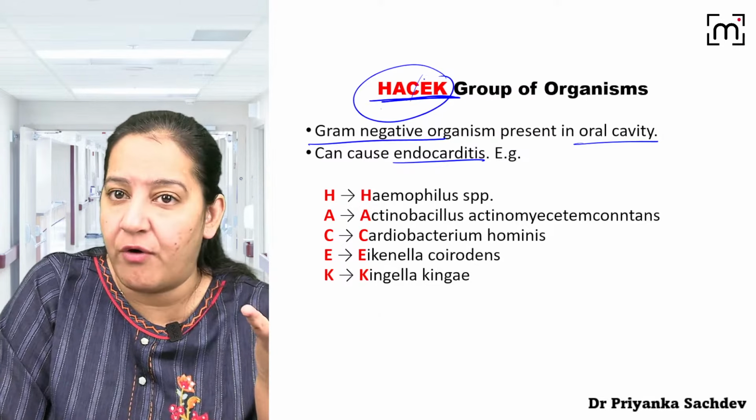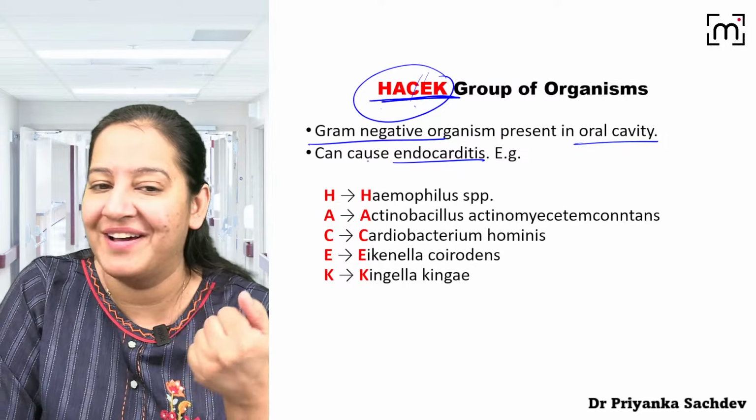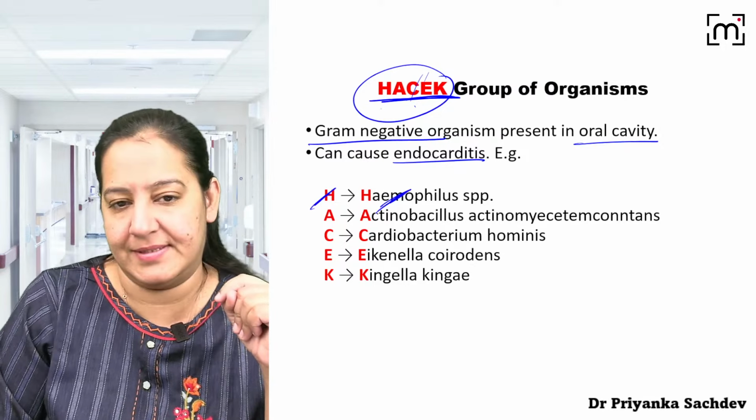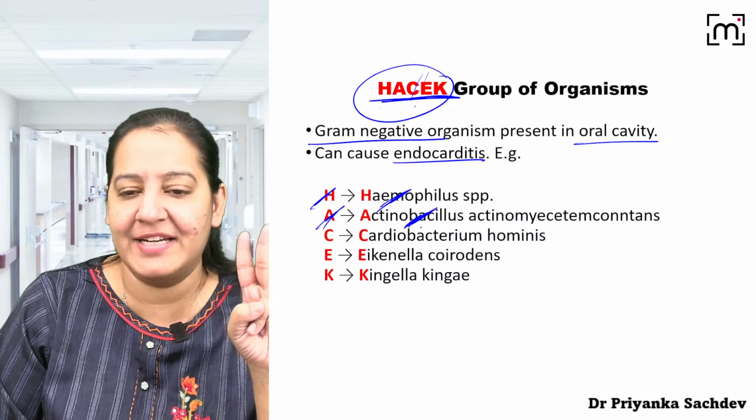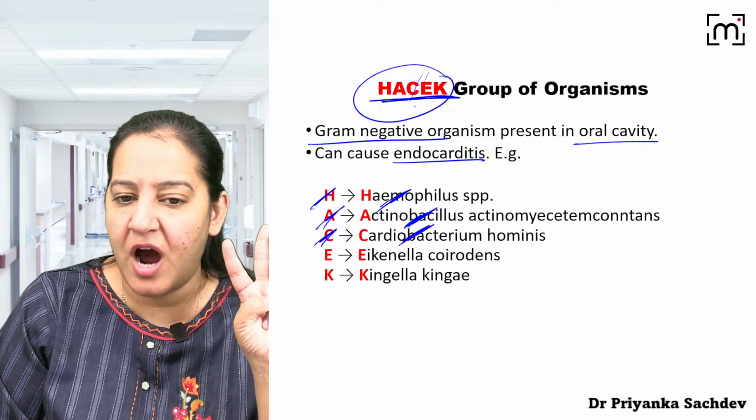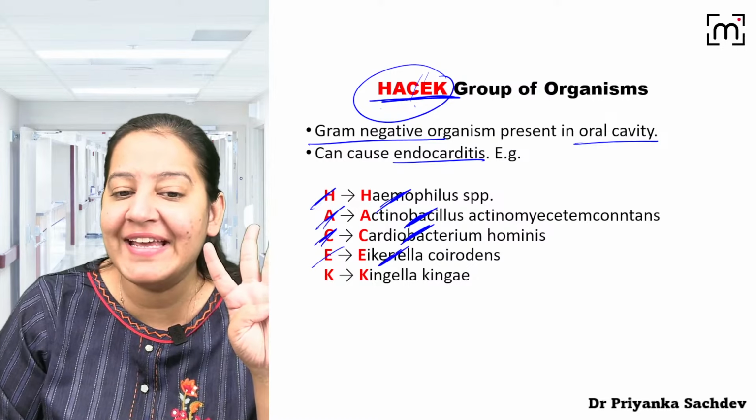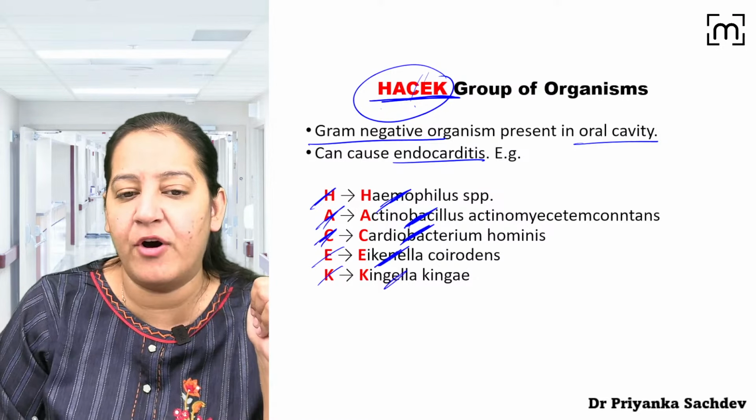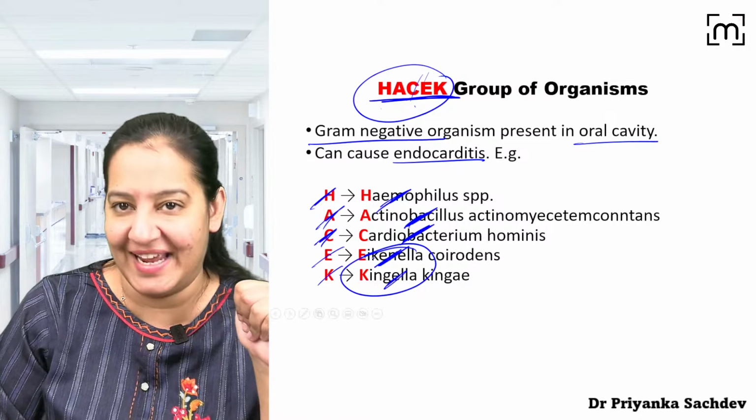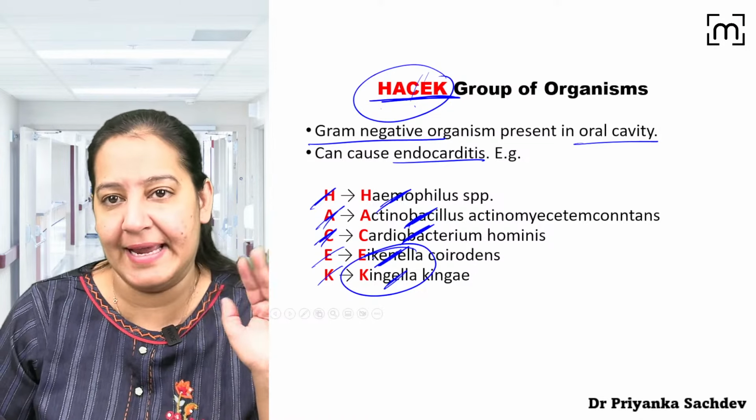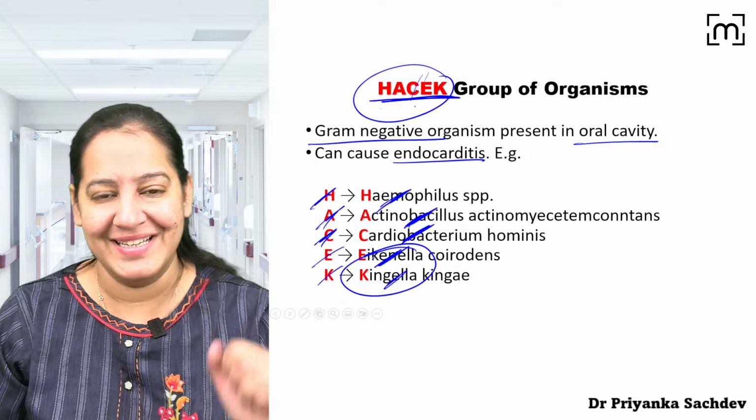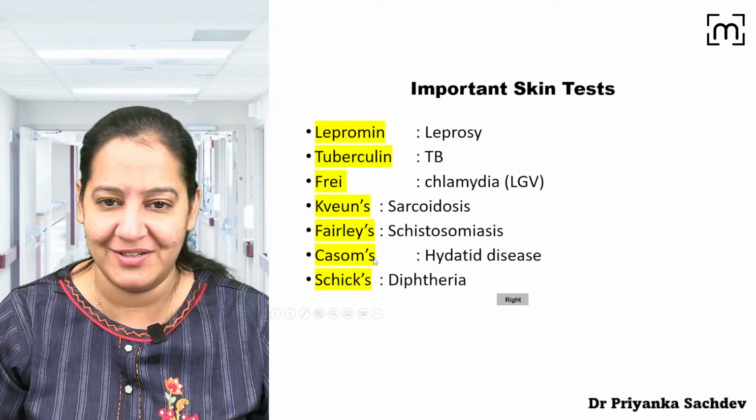In HACEK, C stands for what? E stands for what? K for what? Right? So H for Haemophilus. A for Actinobacillus. C stands for Cardiobacterium. E for Eikenella and K for Kingella. It's not E. coli, it's not Klebsiella, it's Eikenella and Kingella. Can we move ahead? It's HACEK group. I guess everyone knows it, right?